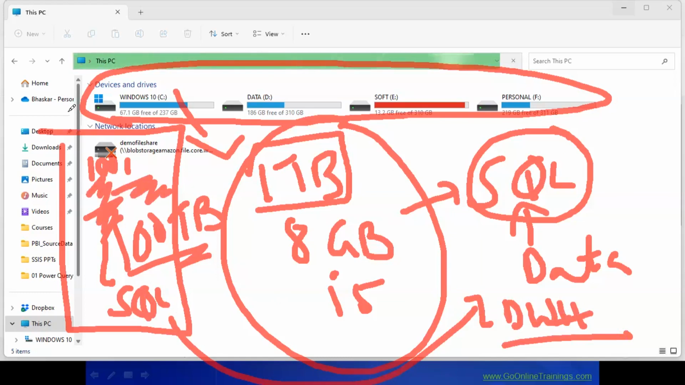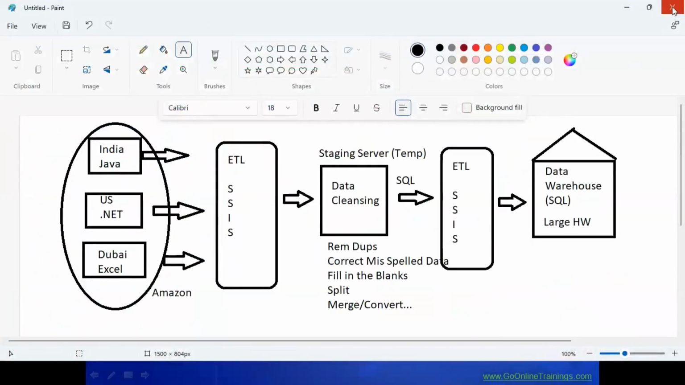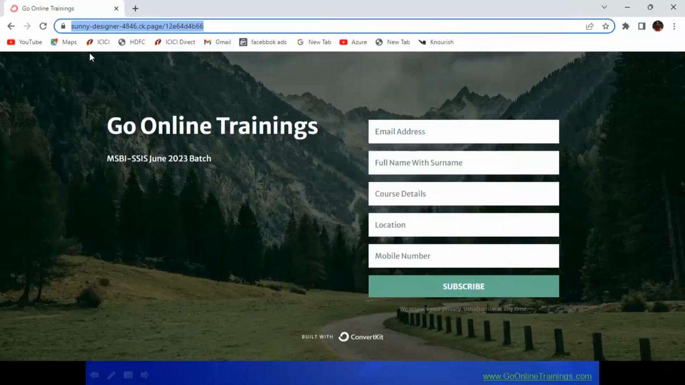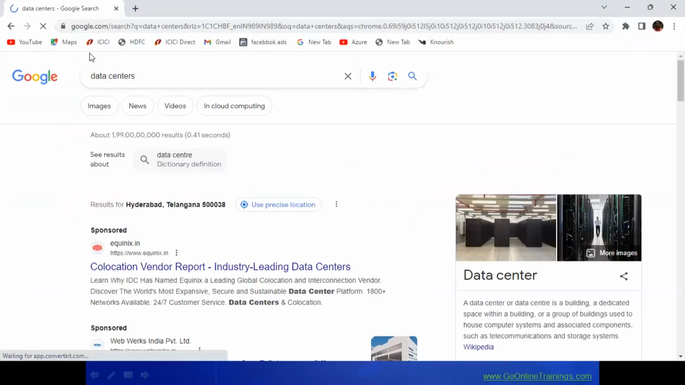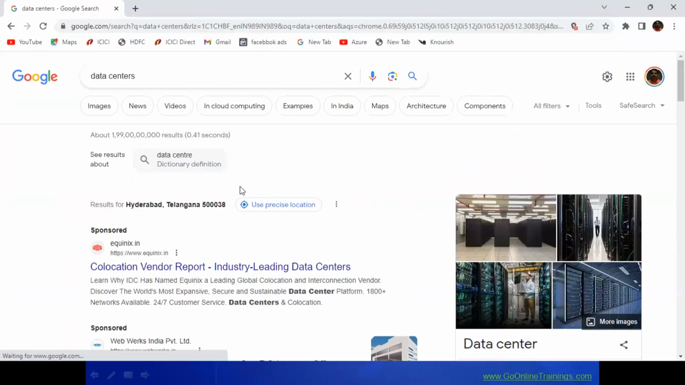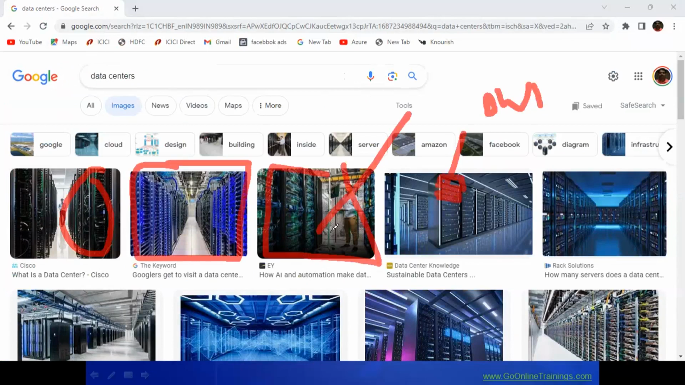SQL Server data warehousing machine. Clear? So all the data warehousing machines are available in the data centers. So you see data centers. When you go to image, these are bigger computers, data centers. Now this is one computer, could be one hardware. This could be one data warehousing machine. Like that, all these machines are available in your data centers, and all the data is going to come here.